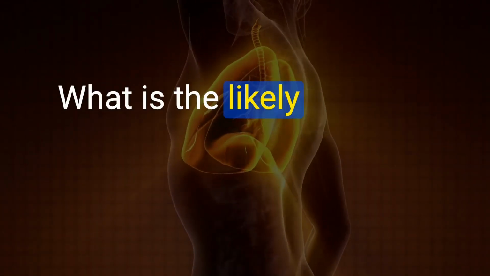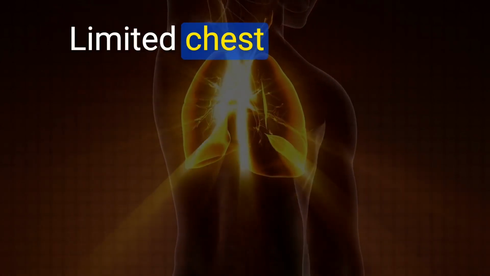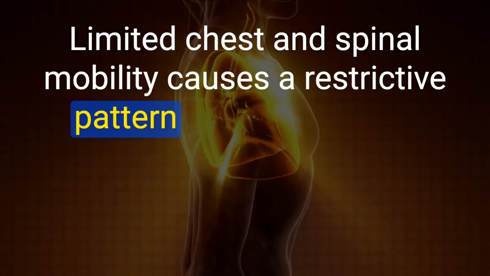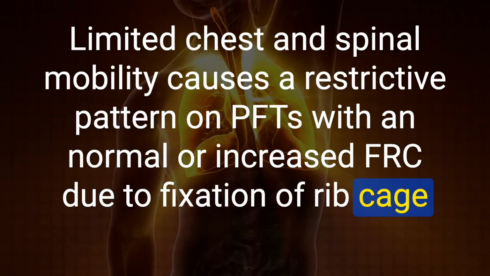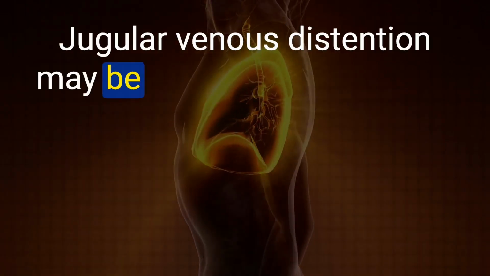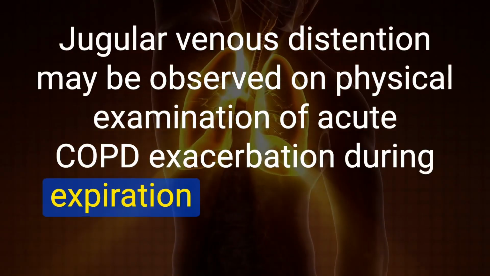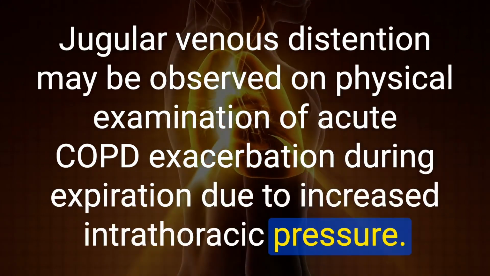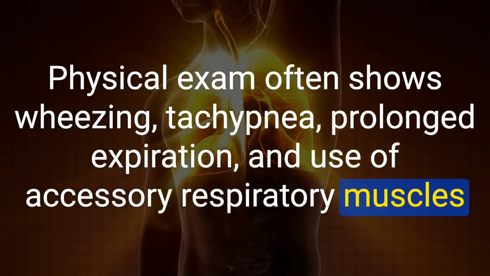58. What is the likely cause of dyspnea in patients with ankylosing spondylitis? Limited chest and spinal mobility causes a restrictive pattern on PFTs with a normal or increased FRC due to fixation of the rib cage in an inspiratory position. 59. Jugular venous distension may be observed on physical examination of acute COPD exacerbation during expiration due to increased intrathoracic pressure. Physical exam often shows wheezing, tachypnea, prolonged expiration, and use of accessory respiratory muscles.